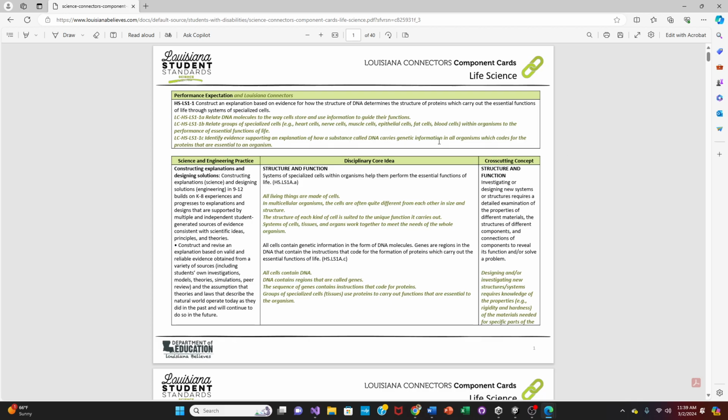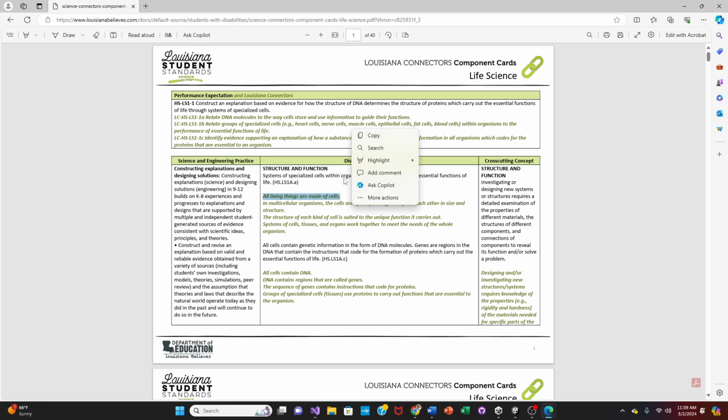And if you see here, this is what students are expected to know about cells. All living things are made of cells. In multicellular organisms, the cells are often different from each other in size and structure. The structure of each kind of cell is suited to the unique function it carries out. And then you have to know the systems of cells, tissues, and organs that work together to meet the needs of the whole organism. So we're going to focus on this right here. All living things are made of cells.